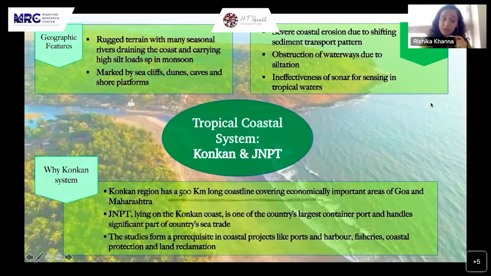So, why have we chosen the Konkan system specifically? Konkan region has a 500-kilometer long coastline, so it covers the economically important areas of Goa and Maharashtra. And JNPT port, that is Jawaharlal Nehru Port, which lies on the Konkan coast, is one of the country's largest container ports and handles a significant part of the country's sea trade. And the studies of the Konkan coast form a prerequisite in coastal projects like ports and harbors, fisheries, and coastal protection, as well as land reclamation.